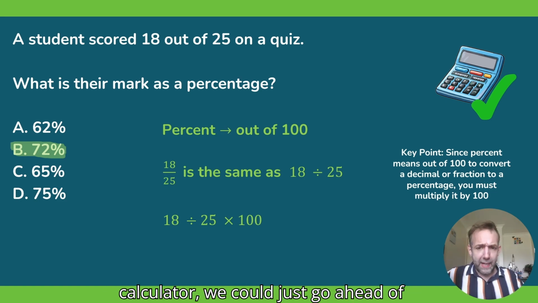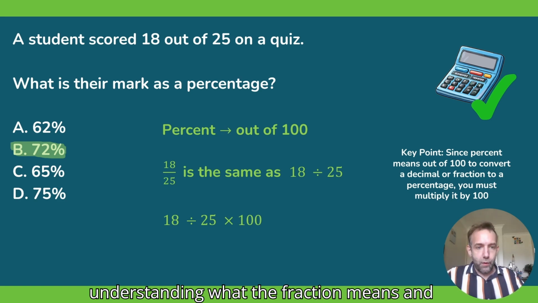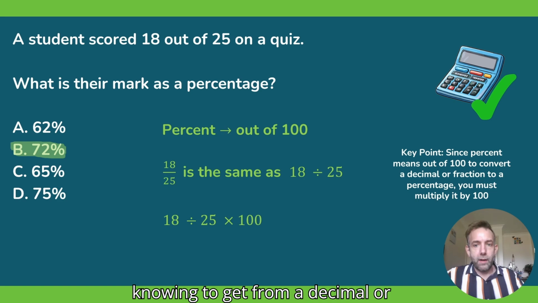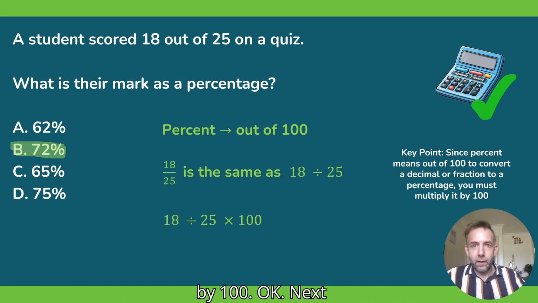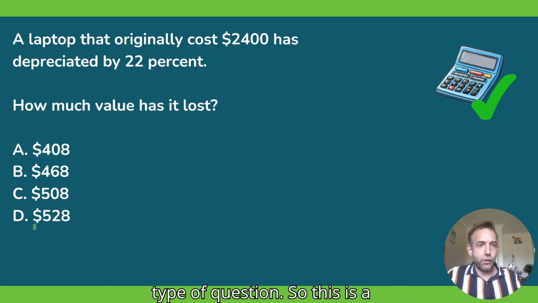But considering we've got a calculator, we could just go ahead of understanding what the fraction means and knowing that to get from a decimal or fraction, sorry, to a percentage, we simply have to multiply by 100. Okay, next type of question.